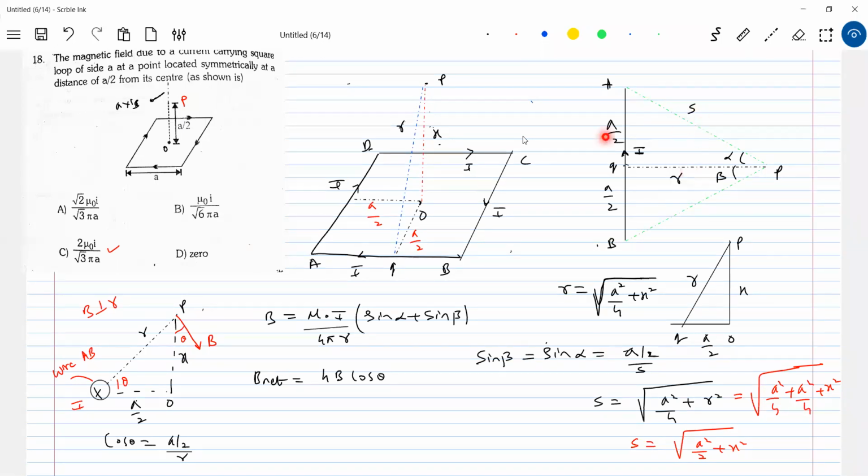S square equals (a by 2) square plus R square. Substitute the value of R from this triangle and you'll get S. If you know S, then you can find cos alpha, cos beta, sin alpha, sin beta. Substitute them here and you'll get B due to one wire, one side. Then the horizontal components will cancel out.